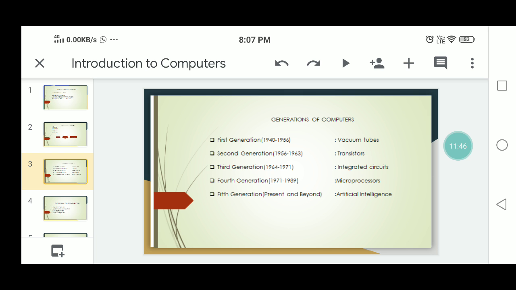The next topic is generations of the computer. The word generation in general indicates a state of improvement in the product development process. This is applied to computer technology. In the first generation, vacuum tubes were introduced.